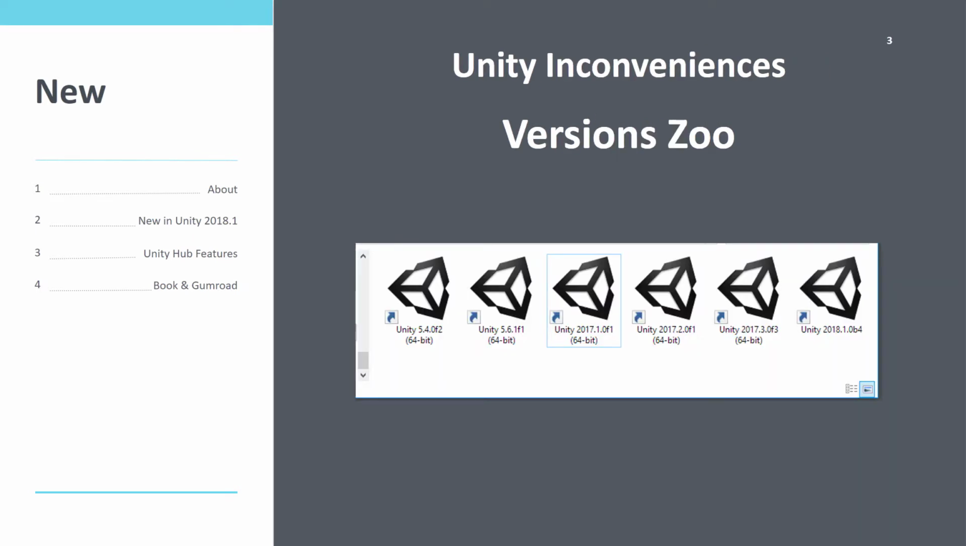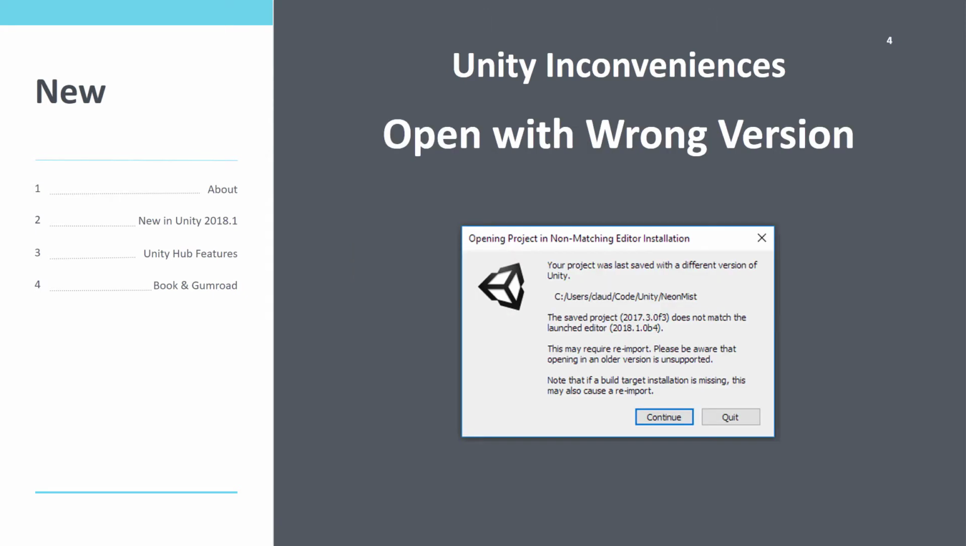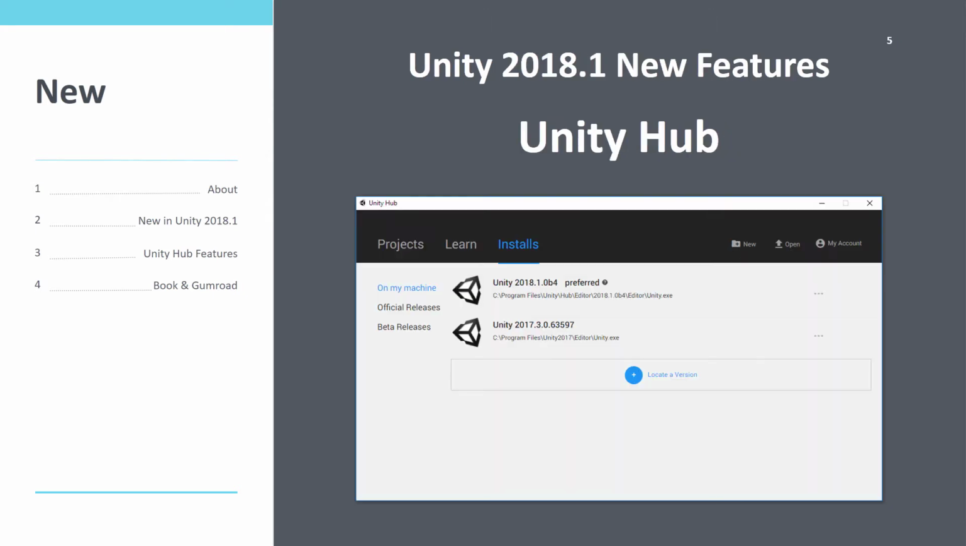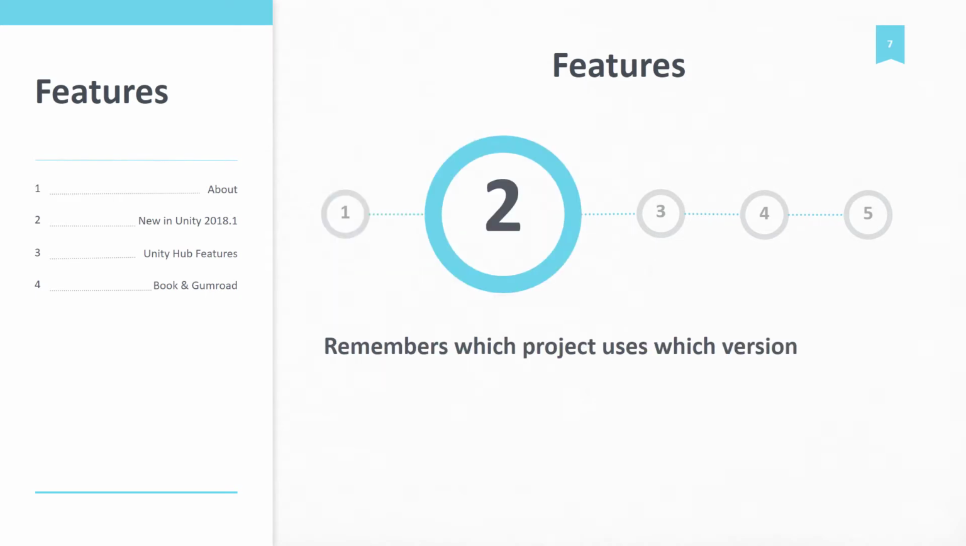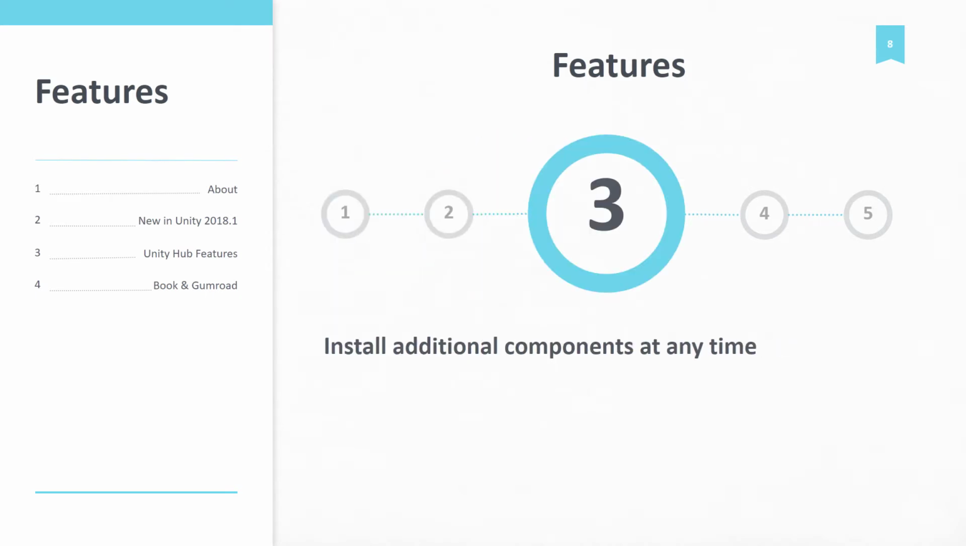Have you got like 5 different versions of Unity installed, at least? Is it hard to remember which project should be opened with which Unity version? This is the problem that the Unity Hub solves. It will let you download, install and uninstall different Unity versions and remember which project should be opened with which version. It will also let you install and uninstall additional components for some version of Unity you have. It's basically a dashboard to manage all your Unity versions and all your Unity projects from one place.